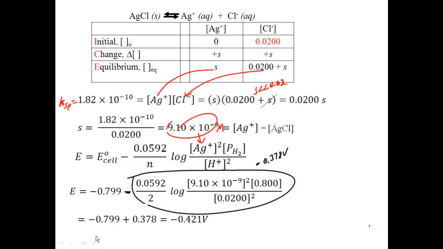Because you can see how having a saturated solution there is going to change the voltage and bring it down by a good bit. Still an electrolytic cell with a negative voltage and a non-spontaneous reaction.